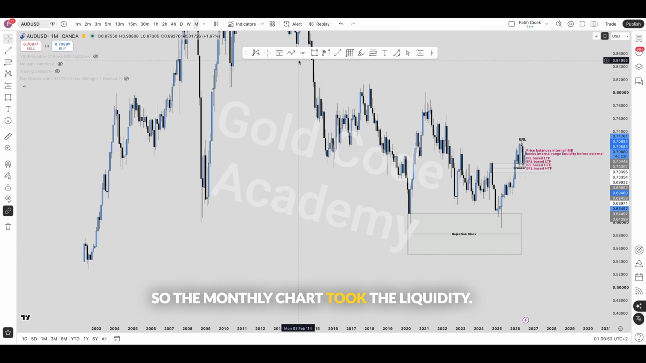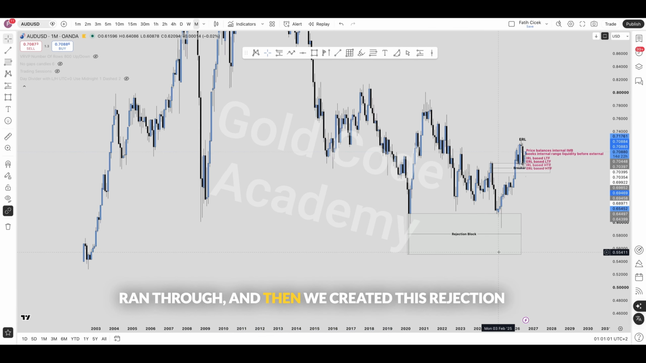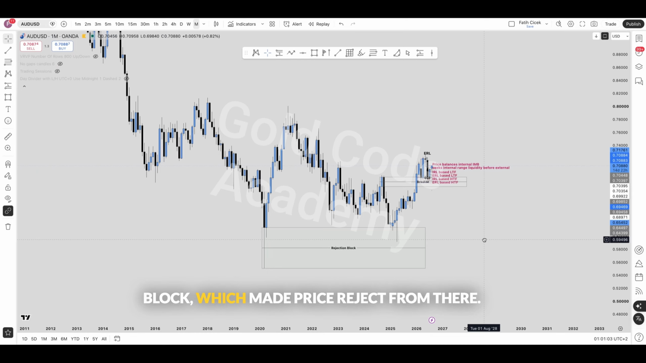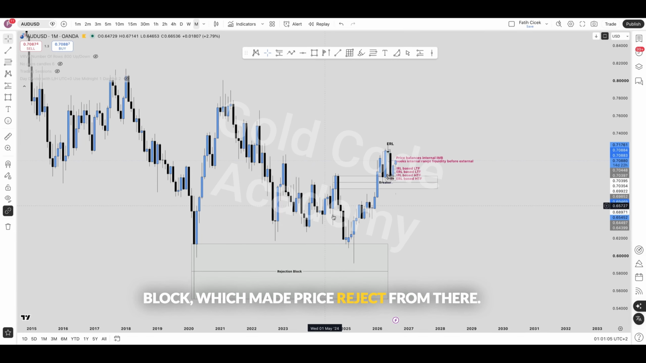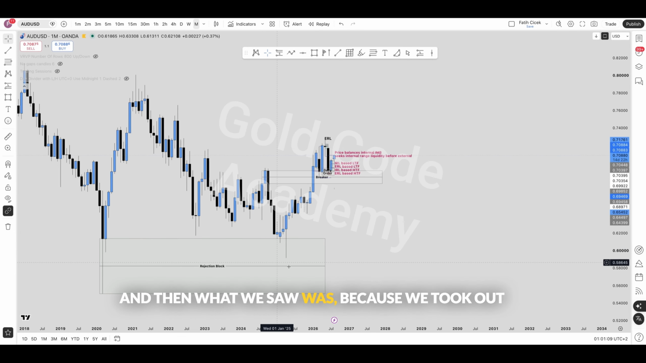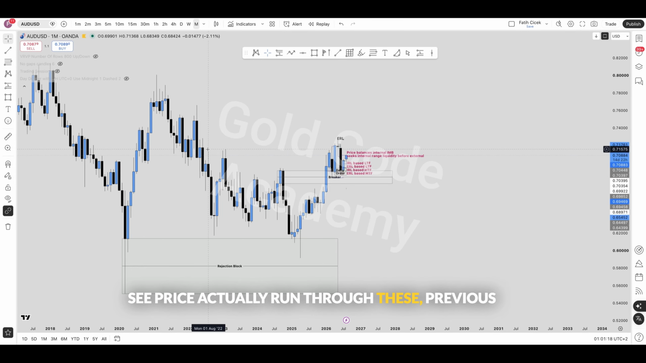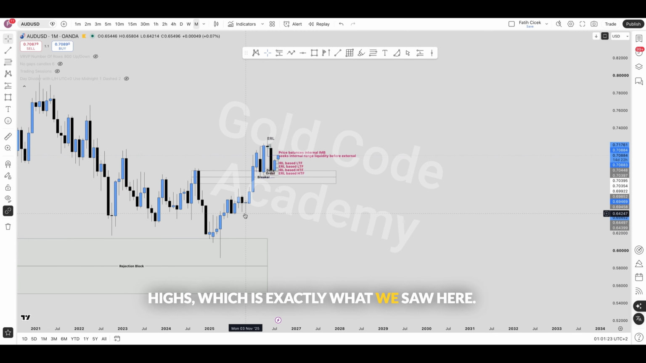So the monthly chart took the liquidity, this liquidity pool over here, our previous low was ran through, and then we created this rejection block, which made price reject from there, okay? And then what we saw was, because we took out the internal range liquidity here, we should see price actually run through these previous highs, which is exactly what we saw here.